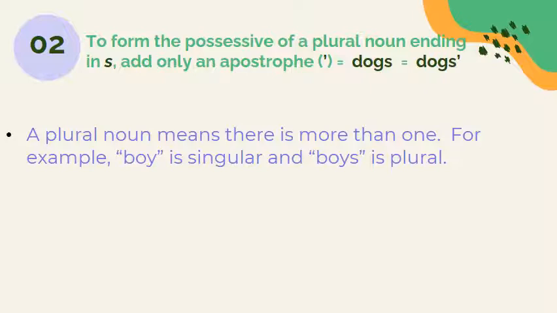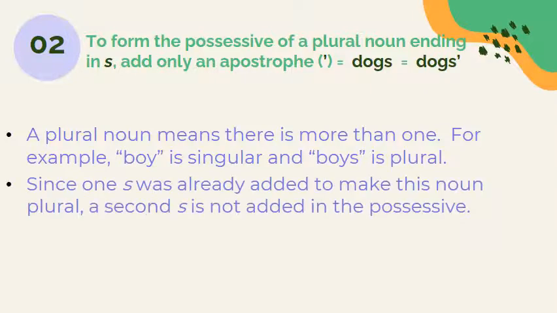Again, we repeat, a plural noun means there is more than one. For example, boy is singular and boys is plural. And here, boys is a regular plural noun because it takes s. So, how do we form the possessive? Since one s was already added to make this noun a plural, since there is already an s in this noun, then a second s is not added in the possessive. We do not add a second s. Okay, we just add an apostrophe.